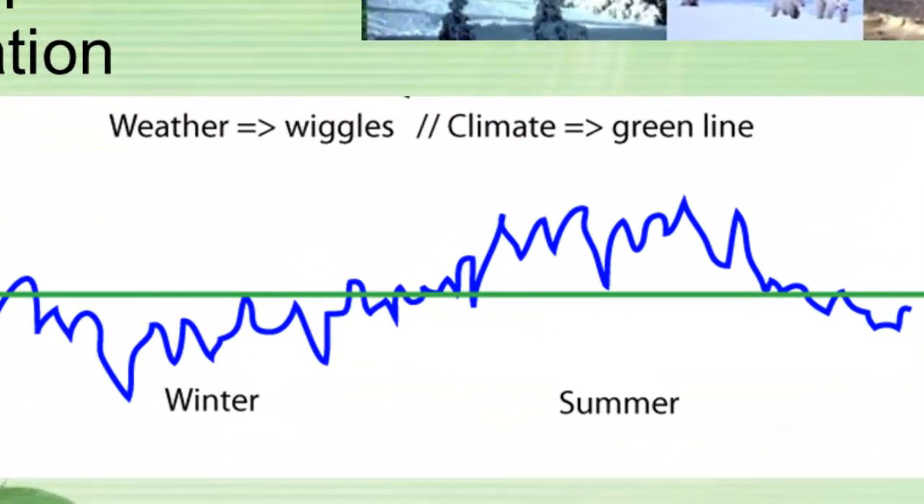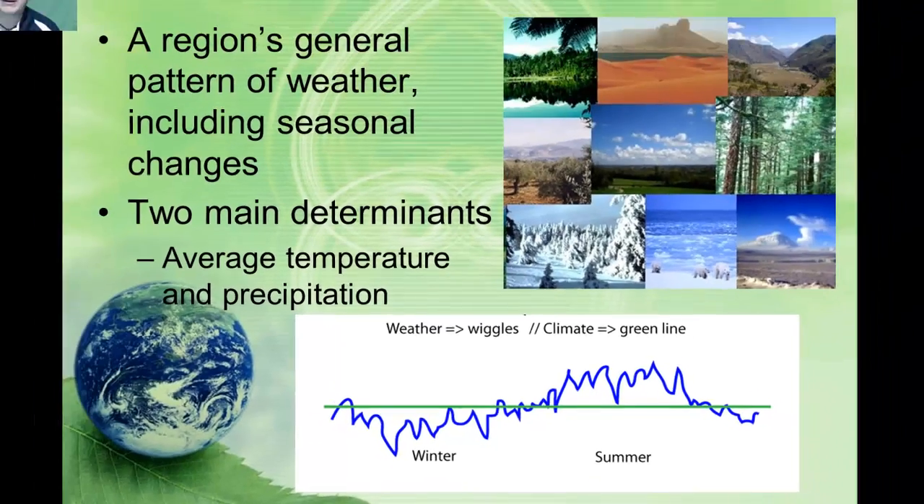If we take a look at this diagram here, we see that over the course of time, the weather can change. The weather is represented by our little blue wiggles here. But our average pattern of weather, the green line, is pretty consistent over long periods of time.